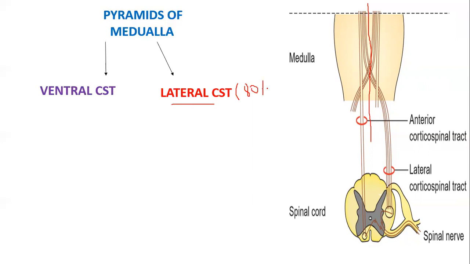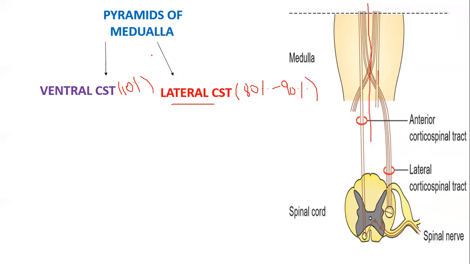Guyton says 80, Indian textbook says 90, so better you include both. So around 80 to 90% of the fibers are going to cross to the opposite side, and that is called the lateral corticospinal tract. The remaining 10% descend on the same side. This is your same side origination. It descends downwards on the same side, and that is called the anterior corticospinal tract or your ventral corticospinal tract.